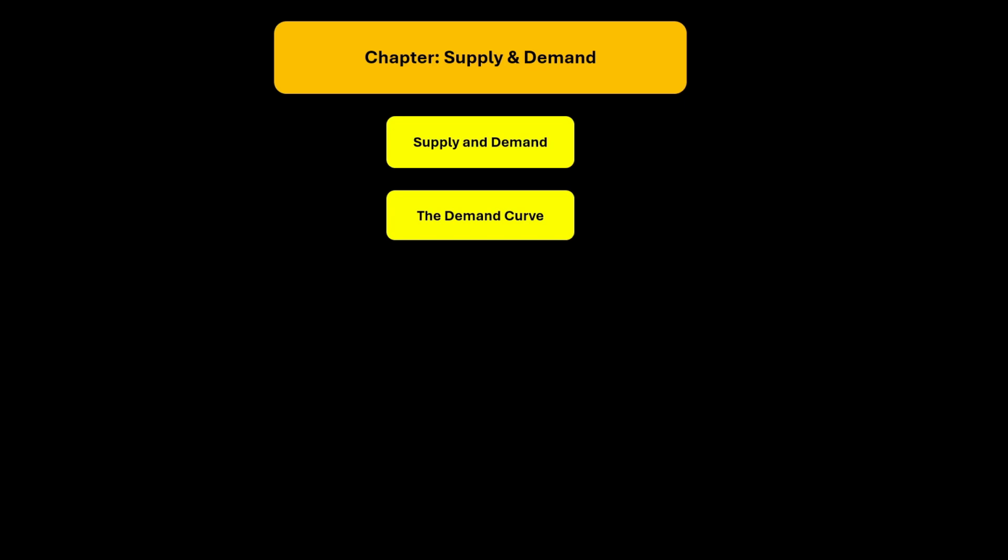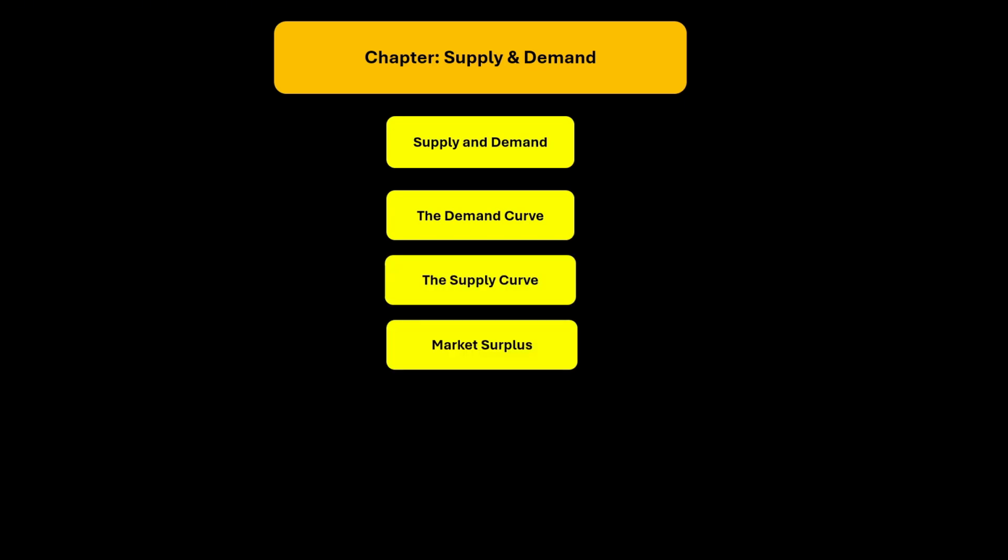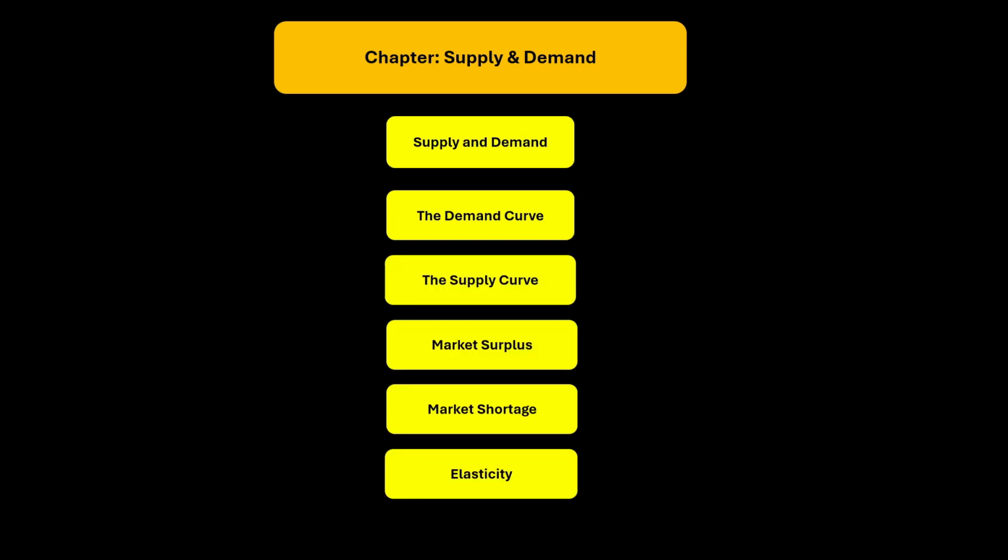So welcome guys to Microeconomics. We're going to be covering our chapter supply and demand. So what we're going to be talking about today is supply and demand, the demand curve, the supply curve, market surplus, market shortage, and then elasticity.